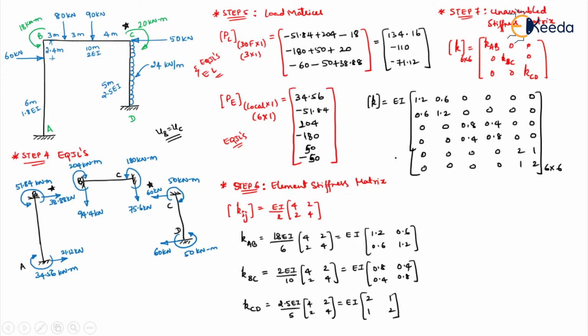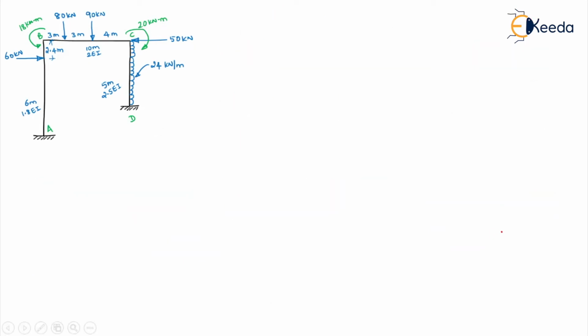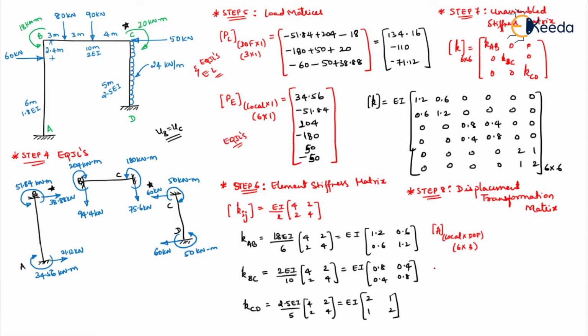So once you're done with the unassembled stiffness matrix, you have to do your displacement transformation matrix. Okay. So your step 8 is what? Displacement transformation matrix. Right. So what is your displacement transformation matrix? A. So what will this be equal to? Local into global or degree of freedom. So this will be a 6 into 3 matrix. Right. Now how you write this is very important.